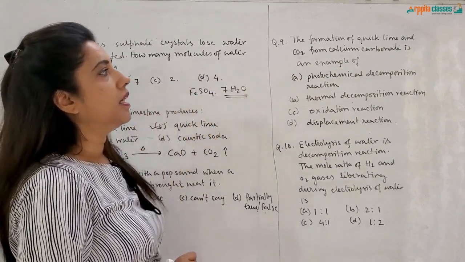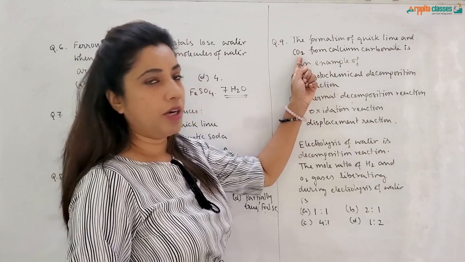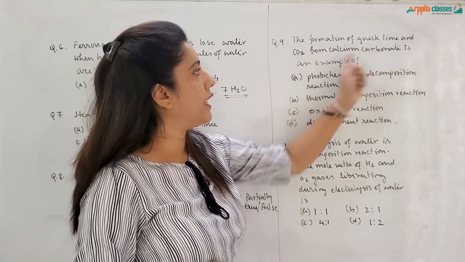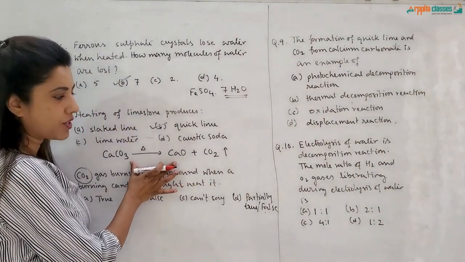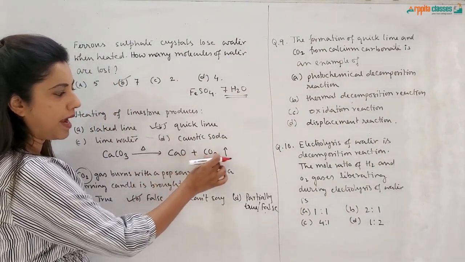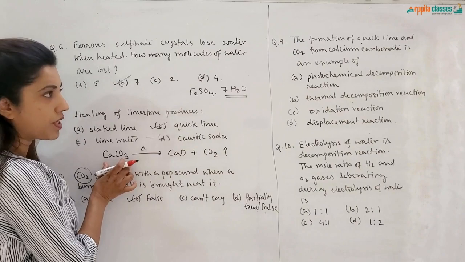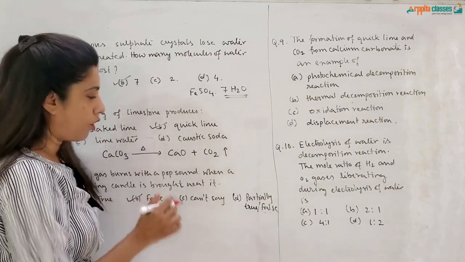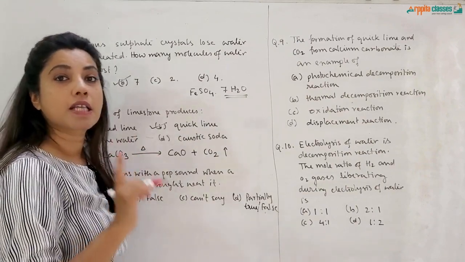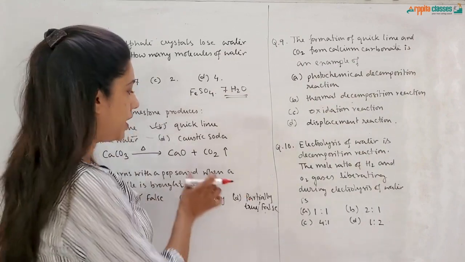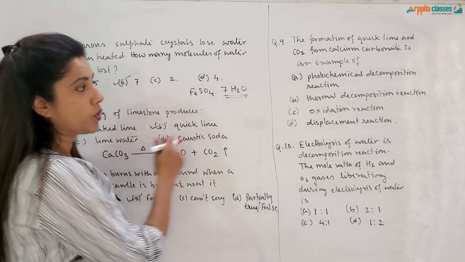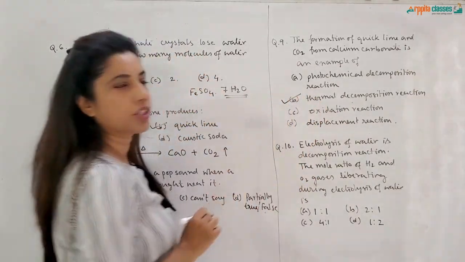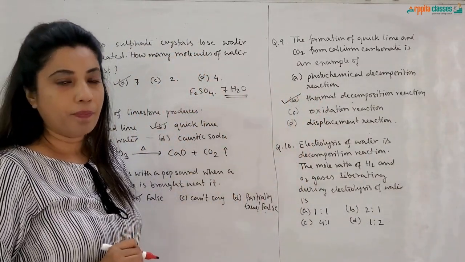Next question is, the formation of quicklime and carbon dioxide from calcium carbonate is an example of. Now if you see, they are talking about this reaction. This particular reaction is called thermal decomposition, because here decomposition of the reactant is taking place with the help of heat. So this is called a thermal decomposition reaction. Option B is the right answer.